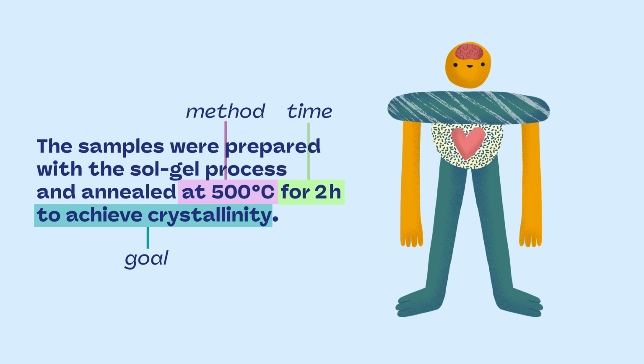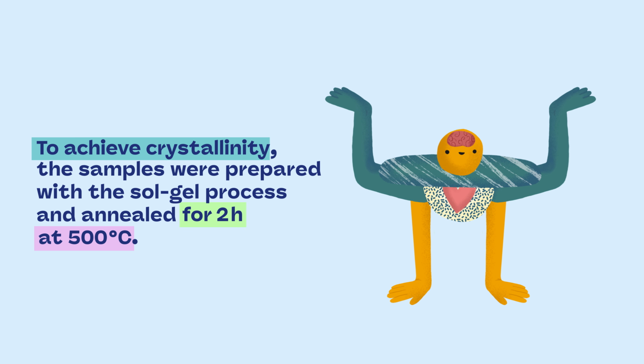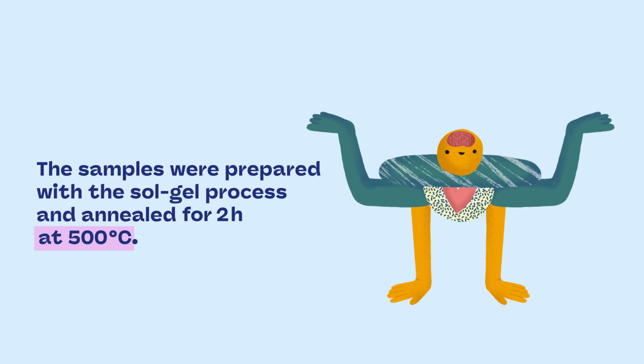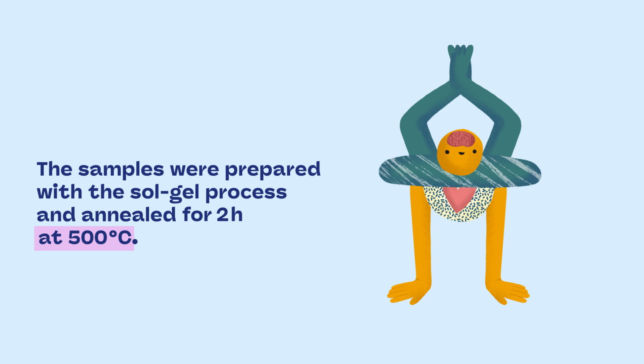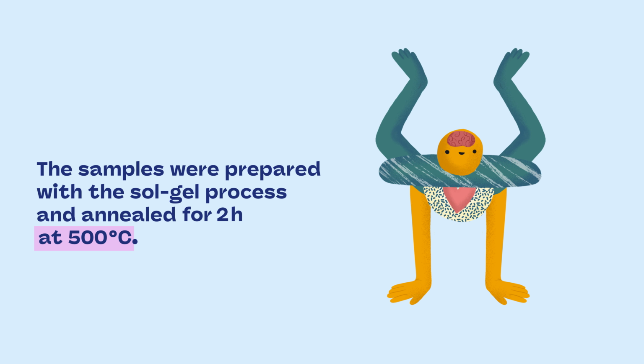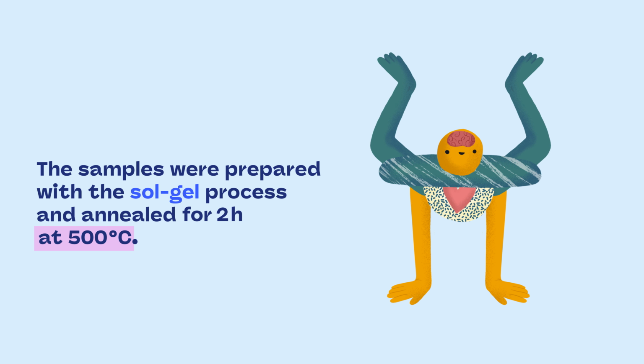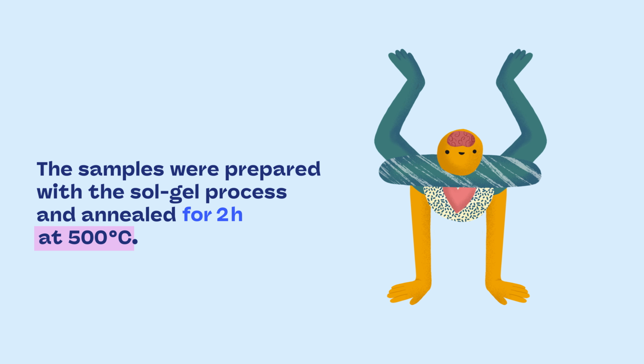Bob's other parts are typically arranged in a specific order. You can shuffle them around, and Bob might look different, but this only shows his flexibility. For instance, you can move the temperature to the back to imply that this may be an unusual but important choice. The samples were prepared with the Sol-gel process and annealed for 2 hours at 500 degrees Celsius.